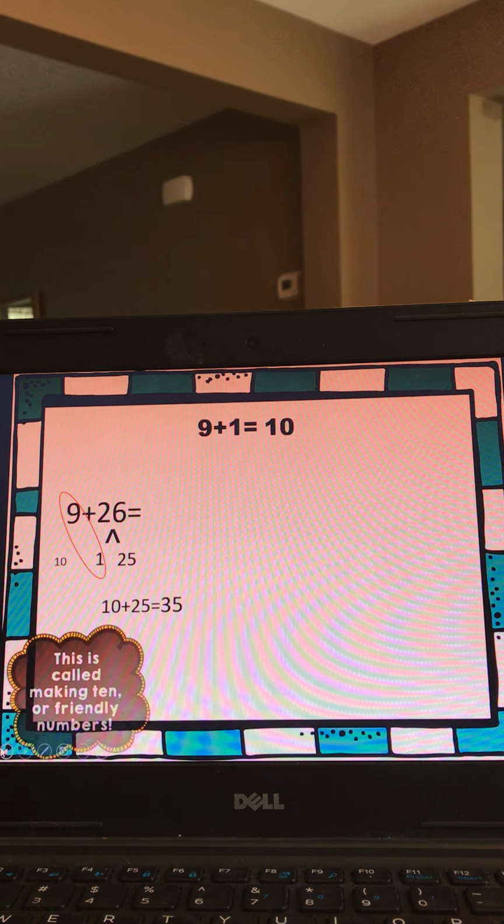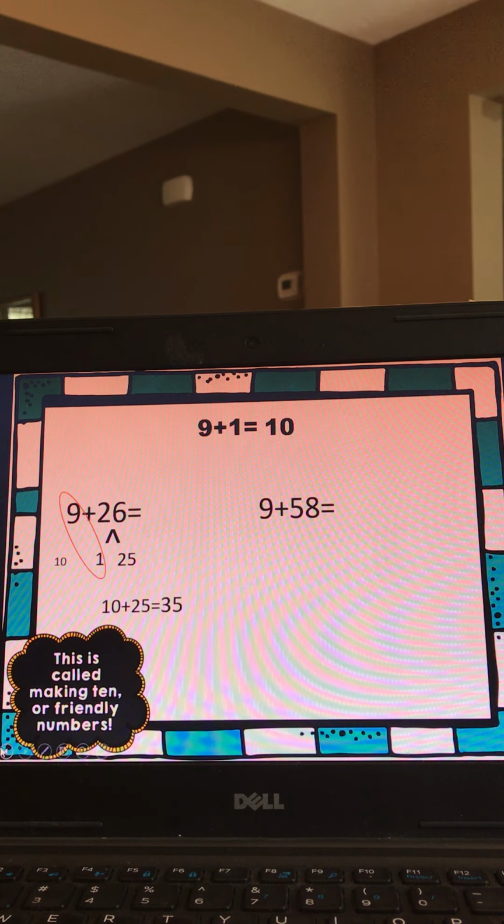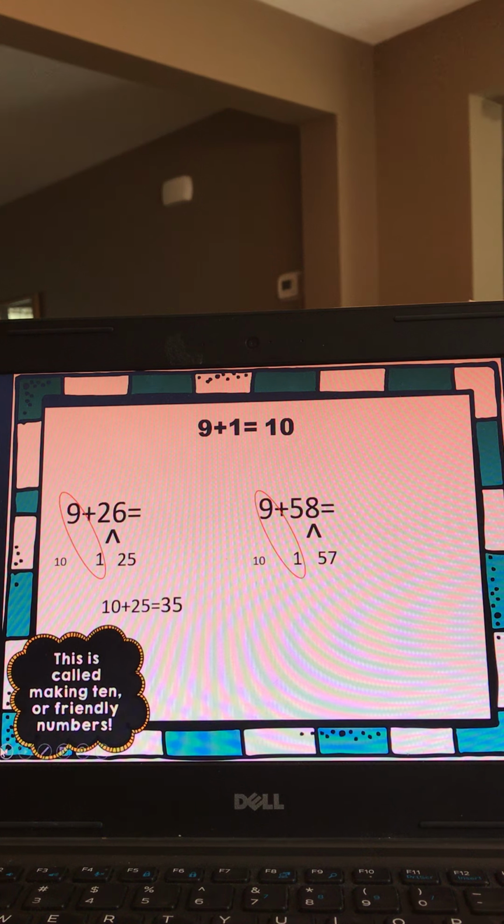Let's try it with two more numbers. 9 plus 58. All right, I'm going to take 1 away from 58. And that will leave 57. So I add 9 plus 1, which equals 10. And then my new equation is 10 plus 57, which is 67. So this is called making 10 or friendly numbers.